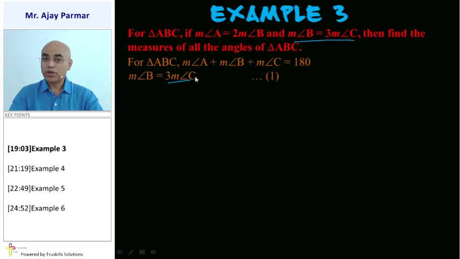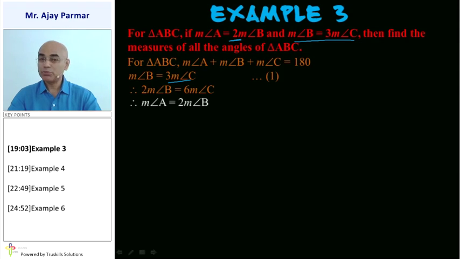And therefore, twice of measure angle B is going to be 6 times measure angle C, multiplying both sides by 2. Now, why did I do that? Because in one of the relations, we are given twice measure angle B. So instead of this twice measure angle B, we can relate that with measure angle A also. That means measure angle A is equal to twice measure angle B as it is given, and therefore measure angle A is equal to 6 times measure angle C.